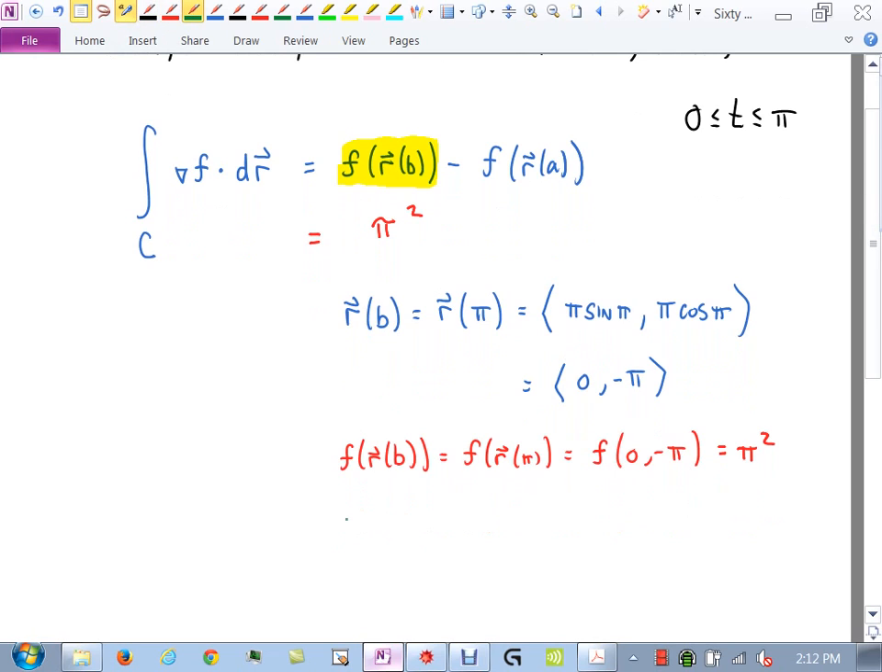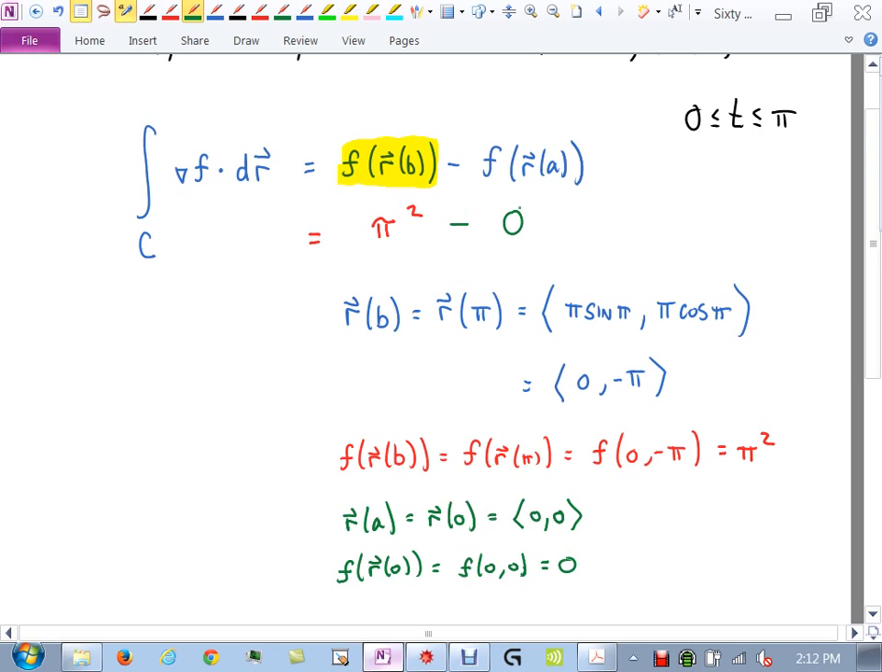So R of a, I'll do down here. R of a is R of 0. R of 0 gives me the 0, 0 vector, doesn't it? So what's f of R of 0? What's f of 0, 0? Which is just 0, which means I get minus up here 0. So what's that line integral over that gradient vector field? Pi squared.